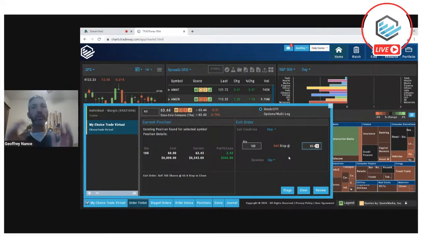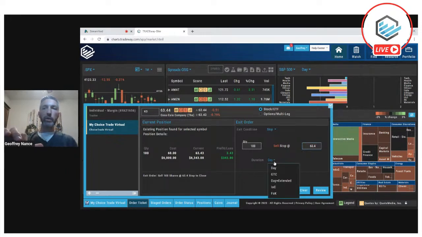The next real key here, guys, is duration. So do I want to go in and say this order is either going to get executed today or I'm still going to be in this trade tomorrow? Or do I want to make this a GTC or good till canceled order? And if I make this a good till canceled order, then it's going to stay there until one of two things happens. One, I actually get stopped out of this trade at my price or something lower.